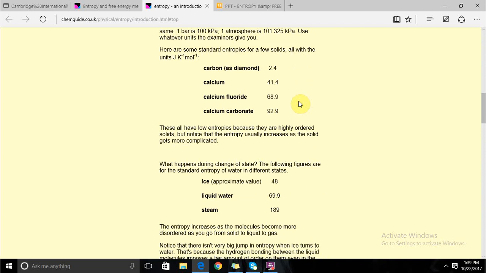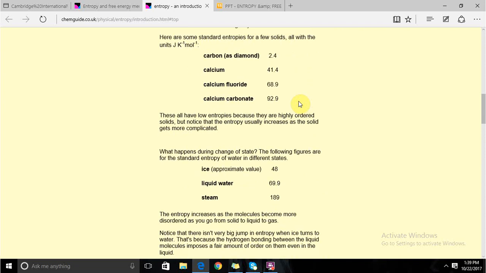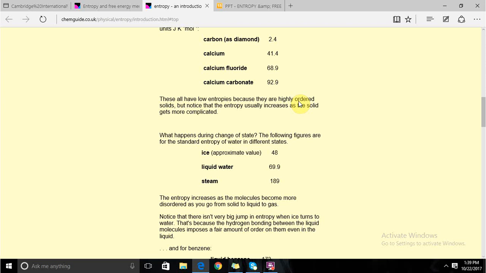Also, what happens during change of state? These are the figures for water in different states. Ice is approximately 48, liquid water is approximately 69.9, and steam is about 189.